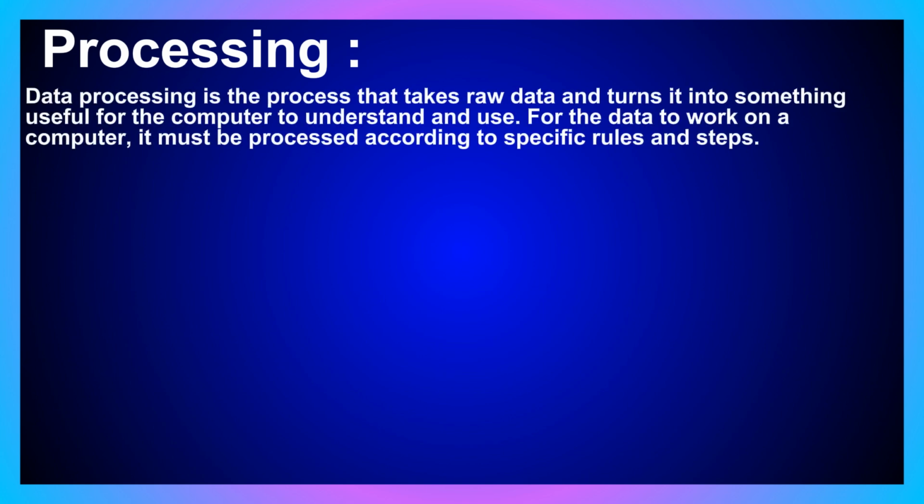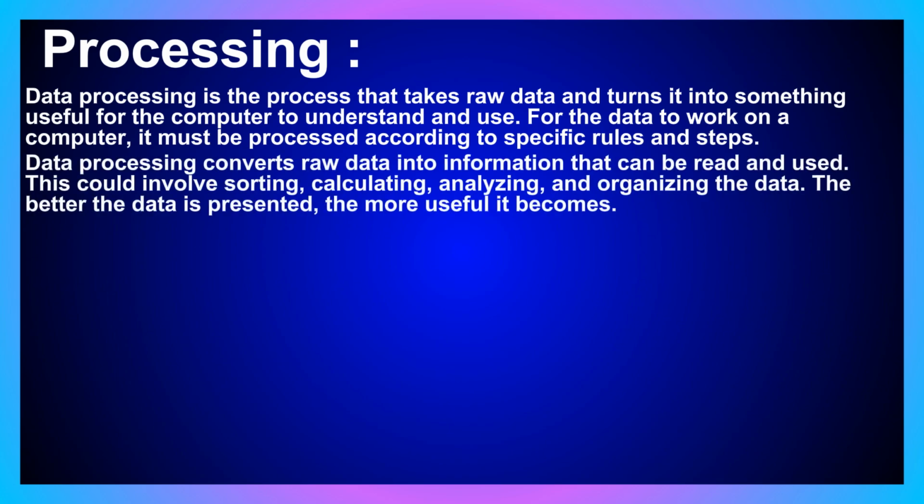Now, let's talk about processing. Data processing is the process that takes raw data and turns it into something useful for the computer to understand and use. For the data to work on a computer, it must be processed according to specific rules and steps. In simple terms, data processing converts raw data into information that can be read and used. This could involve sorting, calculating, analyzing, and organizing the data. The better the data is presented, the more useful it becomes.